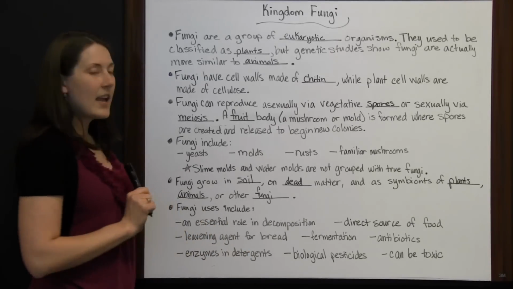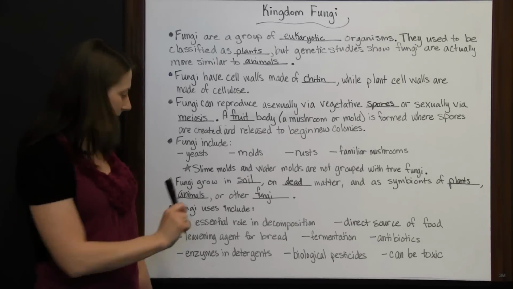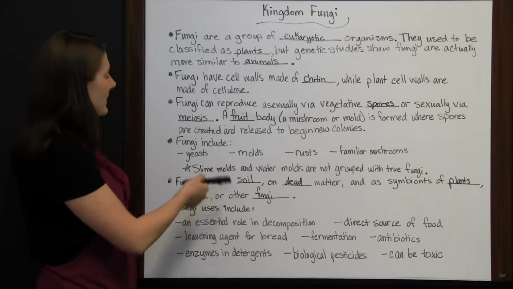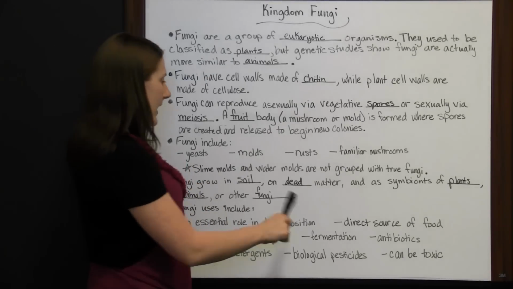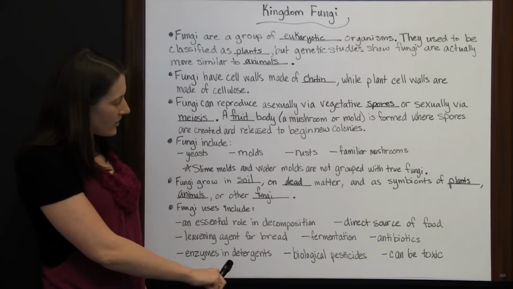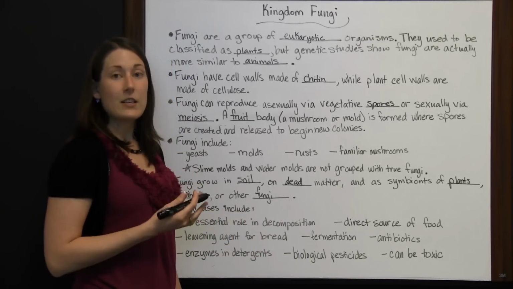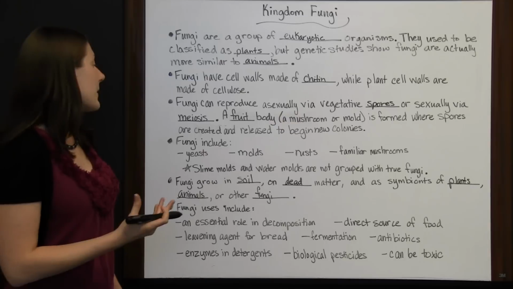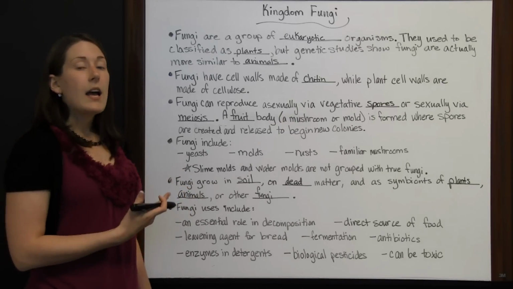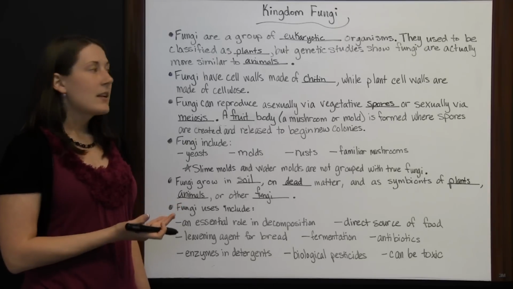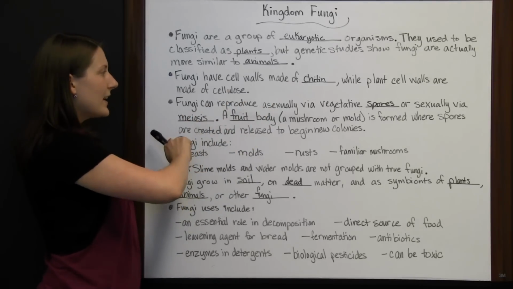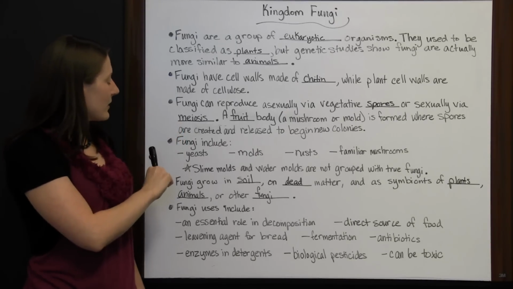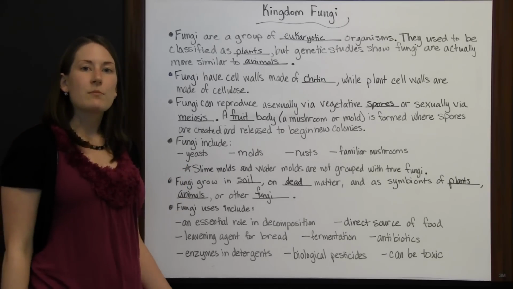Fungi can be used as a leavening agent for bread. That's a yeast. Fermentation, such as in wine, beer, and soy sauce, and that would be yeast again. Antibiotics, enzymes and detergents, biological pesticides that could kill certain weeds, and then remember, fungi has a lot of uses, but it can be toxic. So kingdom fungi is going to consist of eukaryotic organisms, and they're going to have cell walls made of chitin. They can reproduce asexually or sexually, and they are going to include yeast, molds, rust, and familiar mushrooms.